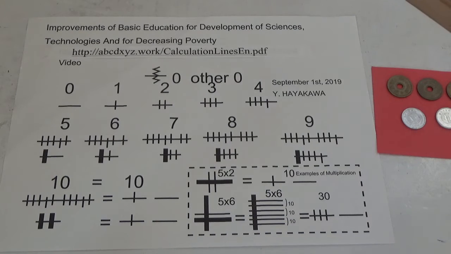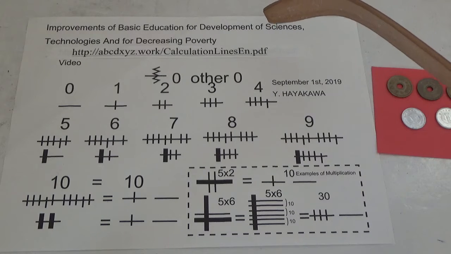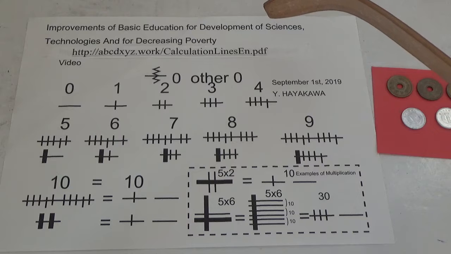If you can count numbers, you can achieve addition, subtraction, multiplication, and division without remembering addition table or multiplication table using lines.